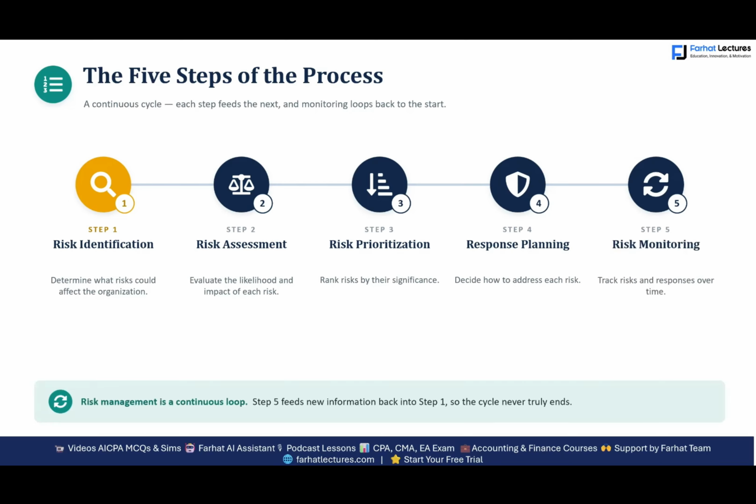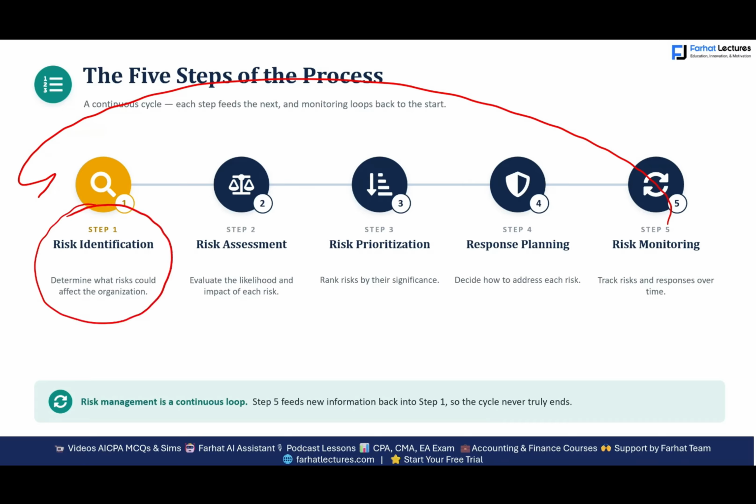Now, this is a continuous loop. You will monitor, then you go back, you might find new risks, and you go through the process again. In this session, I will look at risk identification, and in future sessions, we will look at the other steps. Let's go ahead and dive into risk identification, the first step in this process.